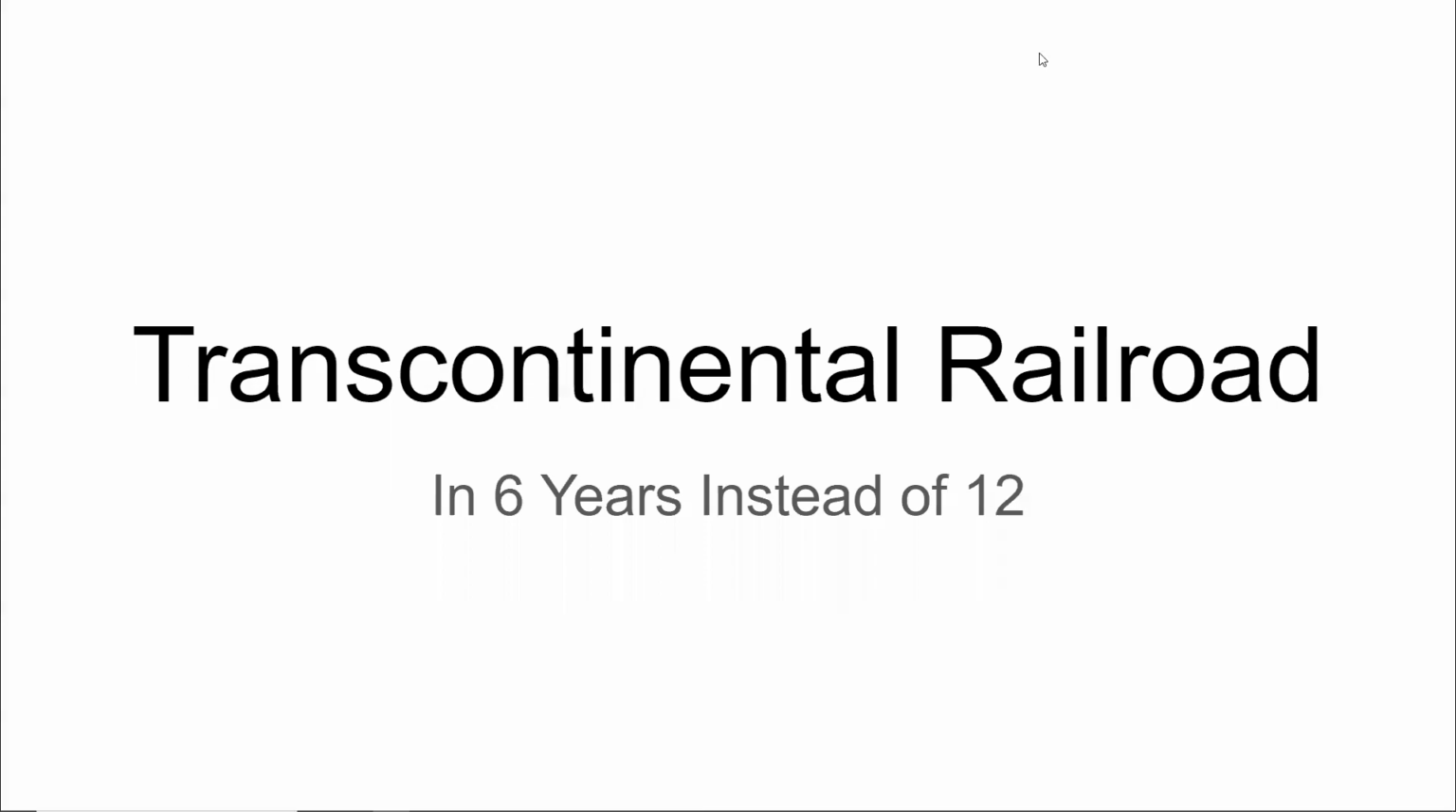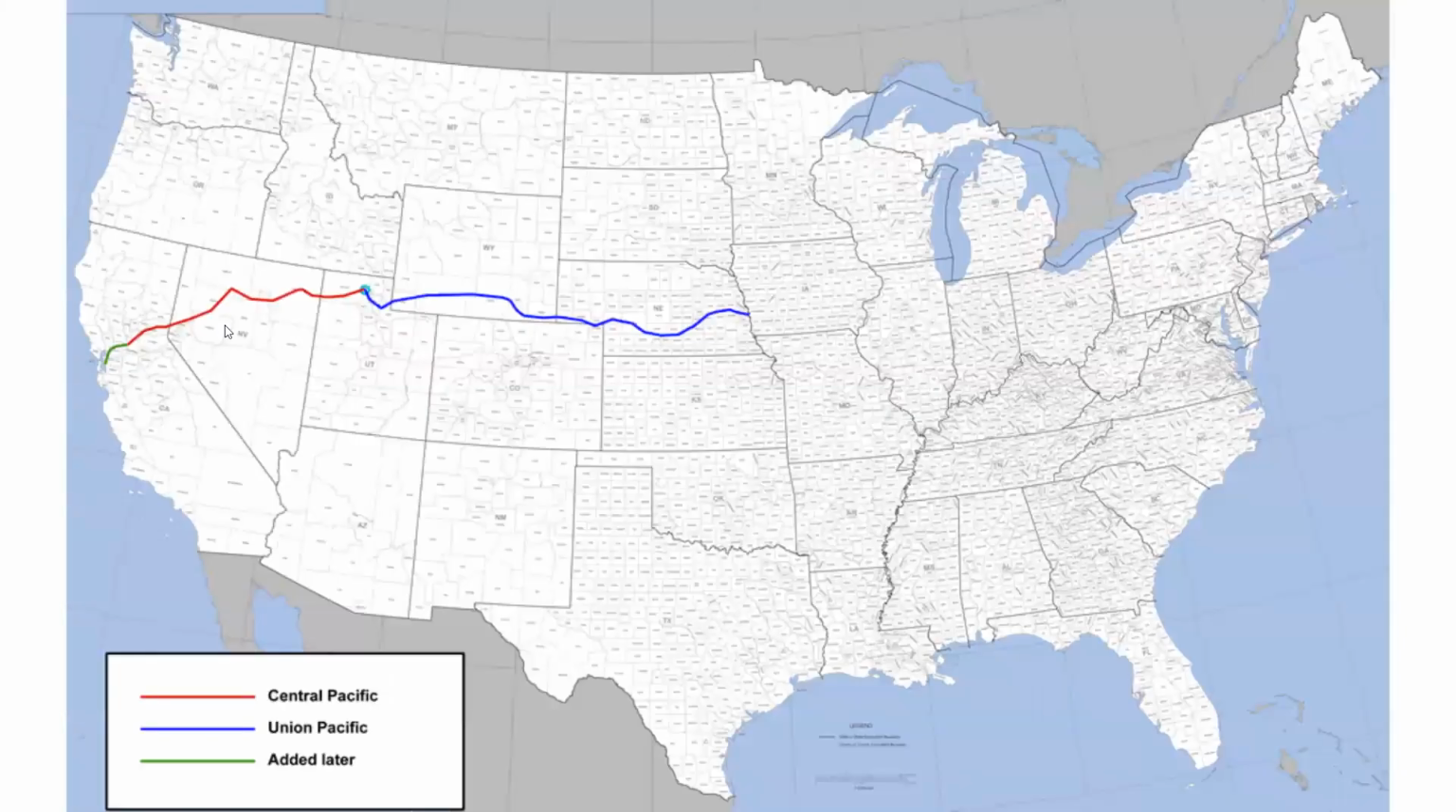Hello, everybody. This is going to be a quick demo on how to build the Transcontinental Railroad in 6 years instead of 12. Back in the 1860s, they decided they wanted to build a railroad from Omaha, Nebraska, all the way to the Pacific Ocean. They made it to Sacramento, which is close enough. They finished this up later.